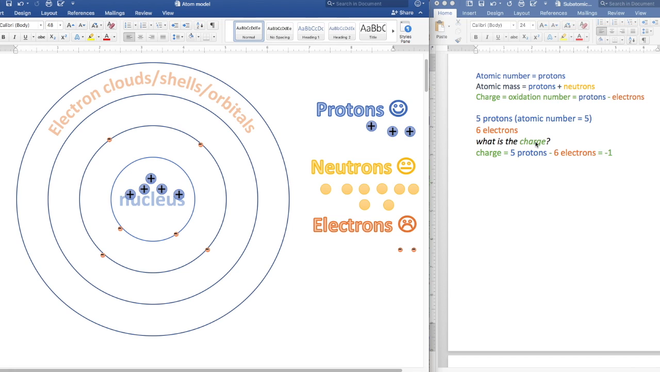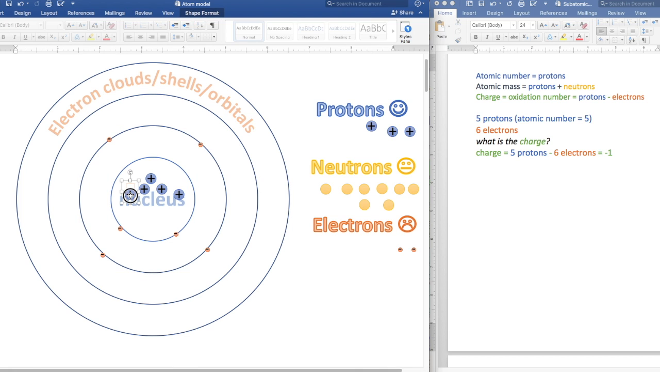So the question is, what is the charge? 1, 2, 3, 4, 5 protons minus 6 electrons. 5 minus 6 gives us -1, and that's the overall charge. There's another way that you can look at it, which is that each proton is neutralized by an electron. So if you pair them all up, you'll either end up with everything paired, which means it's neutral, or with some extra protons or some extra electrons, and that will also tell you the charge.